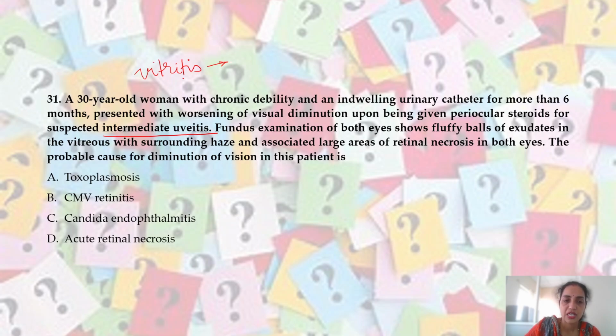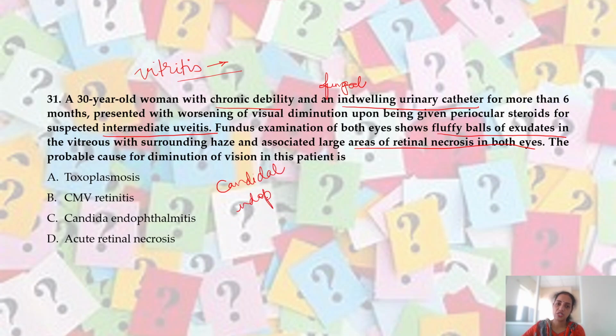So there is worsening. It is definitely an infection, because anything that gets worsened with steroids usually is an infection, and fungi are known for that. There is chronic debility and an indwelling catheter, which point towards a fungal endophthalmitis picture. Fundus examination of both eyes shows fluffy balls of exudates in the vitreous with surrounding haze and associated large areas of retinal necrosis in both eyes. So the picture that we just discussed. We are probably dealing with a candidal endophthalmitis.